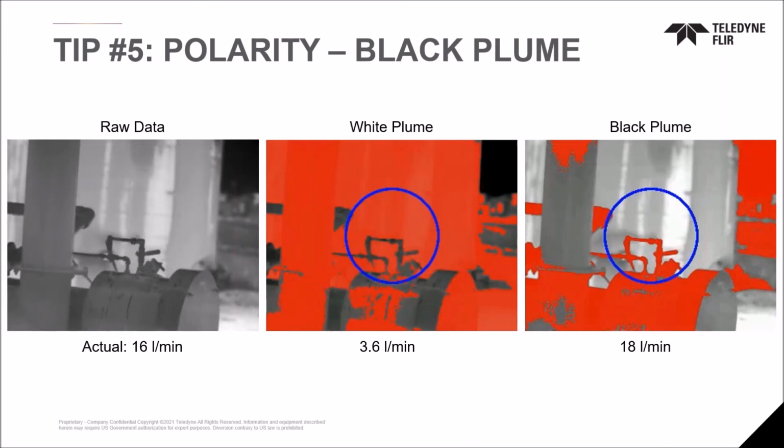So I have a 16 liters per minute leak. With the correct polarity, or the black plume, I have an 18 liters per minute leak, but with the incorrect polarity, it just removes it. And you'll notice if you have it incorrect with a lot of delta T in the background, the reading will always be low because it is removing all of those pixels from consideration.